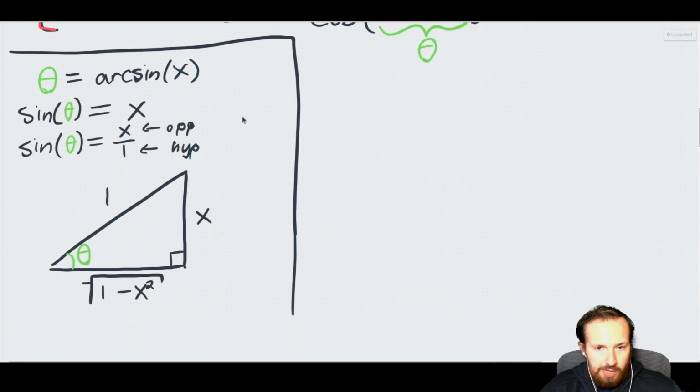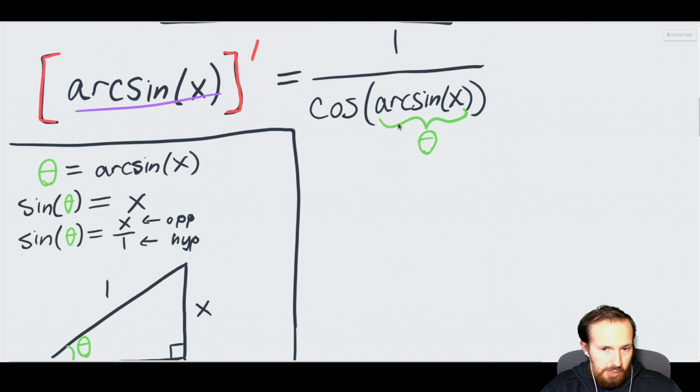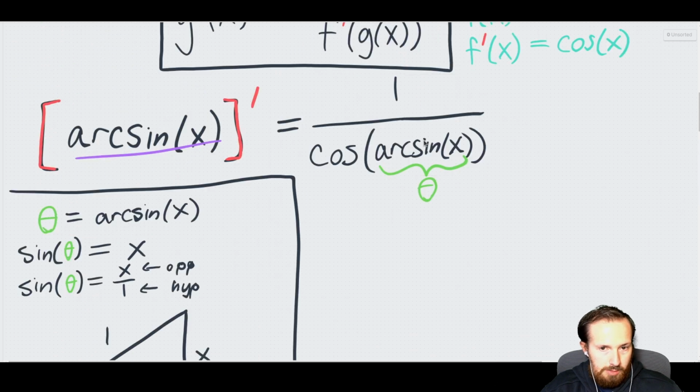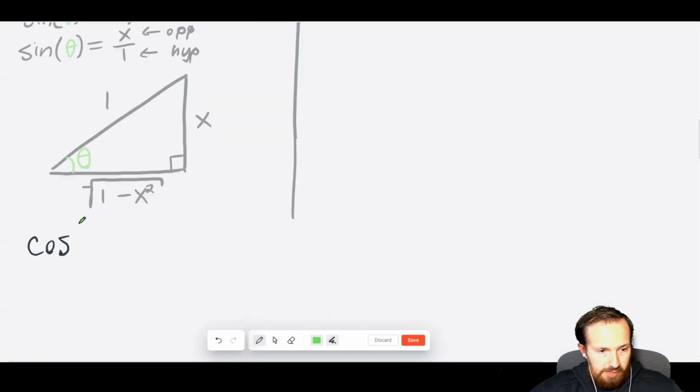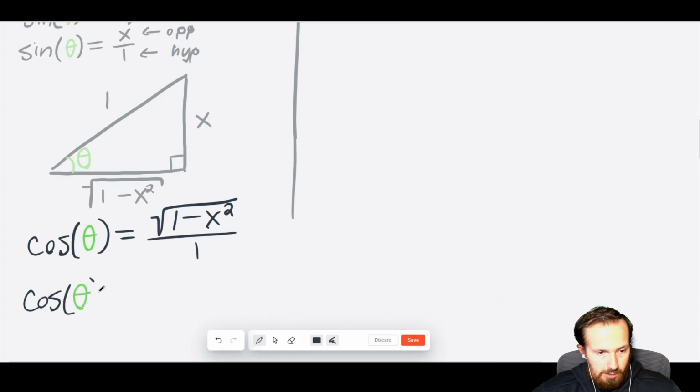Now, think about what our actual goal is here. Our goal is to figure out cosine of theta, because we have arc sine of x is theta based on our initial decision. So if we can figure out cosine of theta, then we're good. What is cosine of theta based on this visual? Remember, cosine is adjacent over hypotenuse. The adjacent side is square root of 1 minus x squared, and the hypotenuse is 1. Therefore, cosine of theta is equal to just the square root of 1 minus x squared. That's what we just figured out.